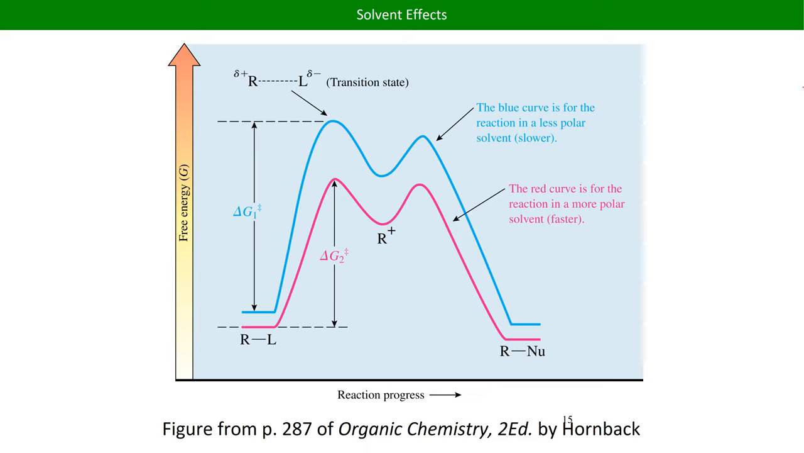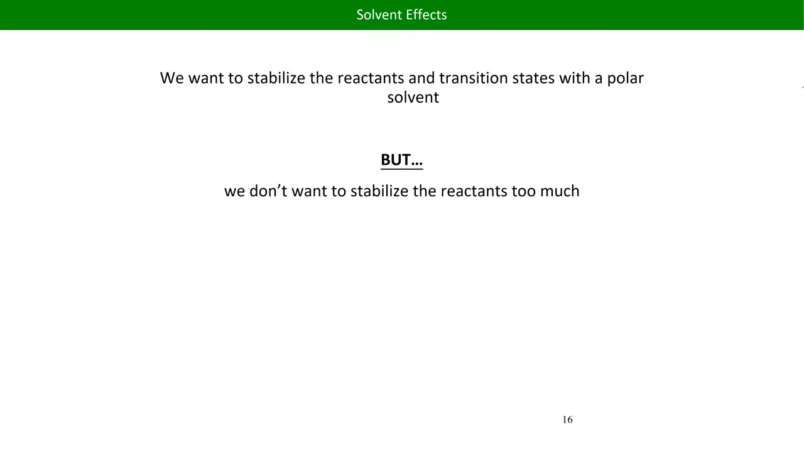Then all of a sudden that introduces a different variable, because you make your nucleophiles less nucleophilic by having a protic solvent. So we want to stabilize reactants in transition states with polar solvents, but we don't want to stabilize the reactants too much.